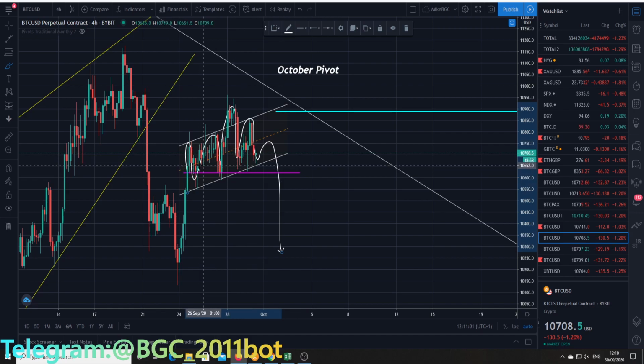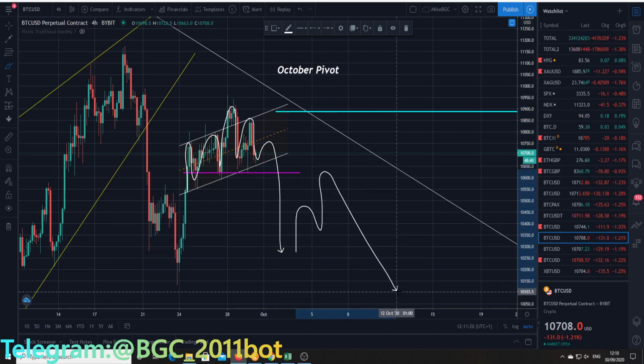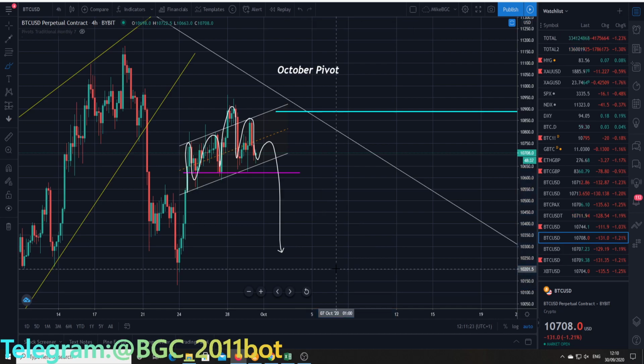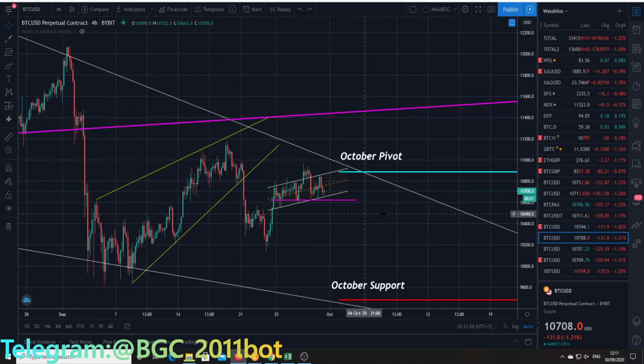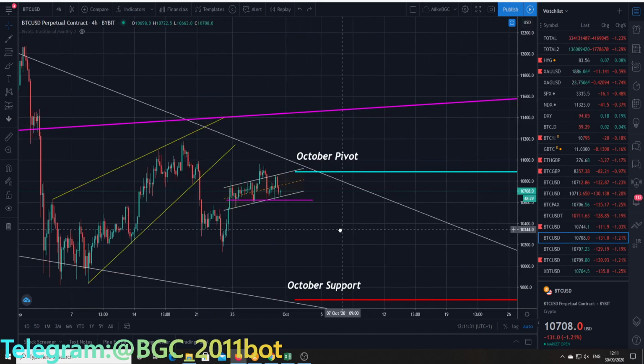It looks like we have got the head and shoulders as well, but I think by the end of today Bitcoin cannot hold this support, which is the purple one, about 10,620. I think Bitcoin is going to fall down and play in here, and after that we're going to see a big rejection for Bitcoin more to the downside, about $9,600, where we have got a support here.